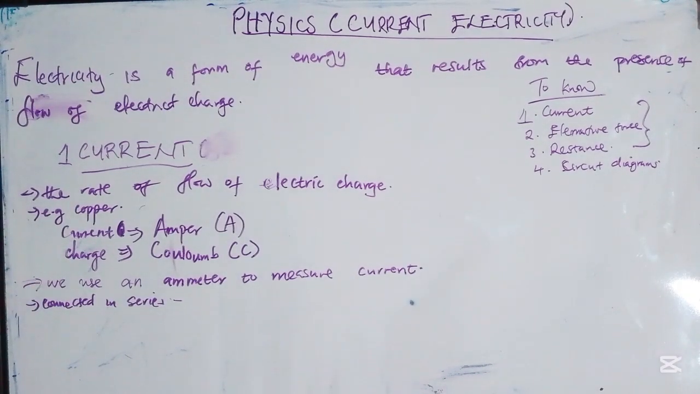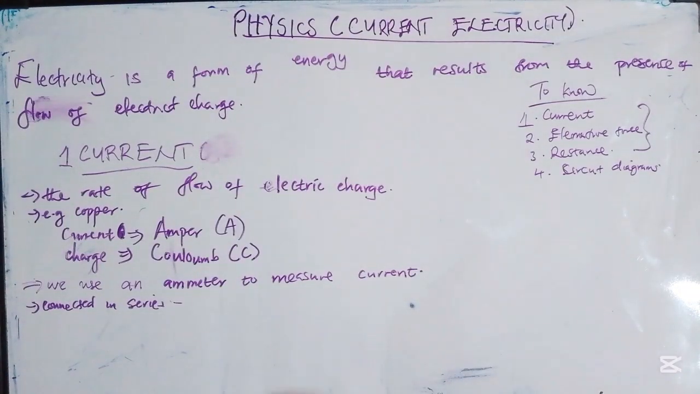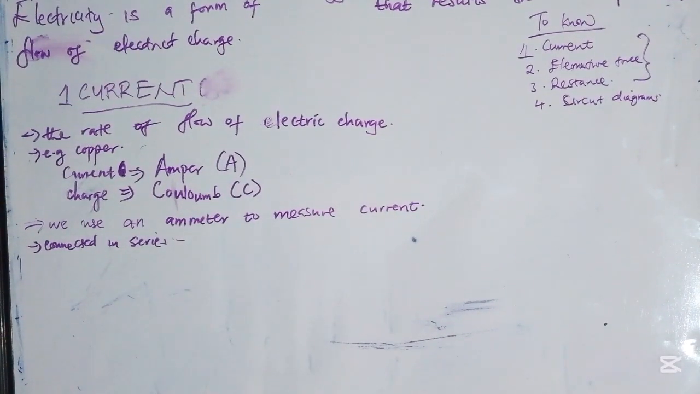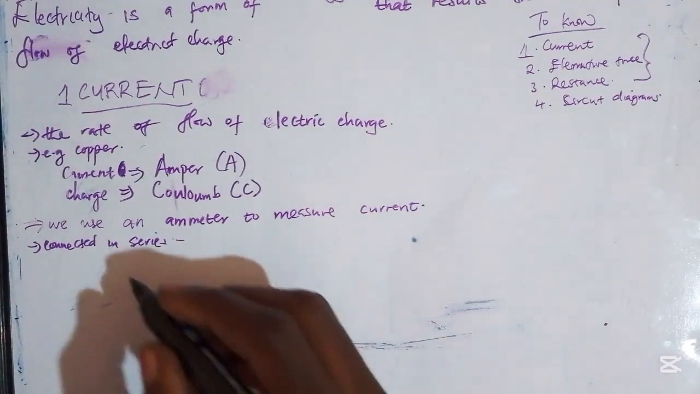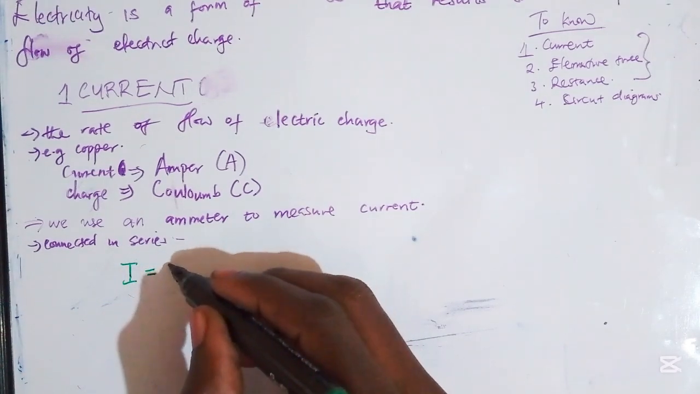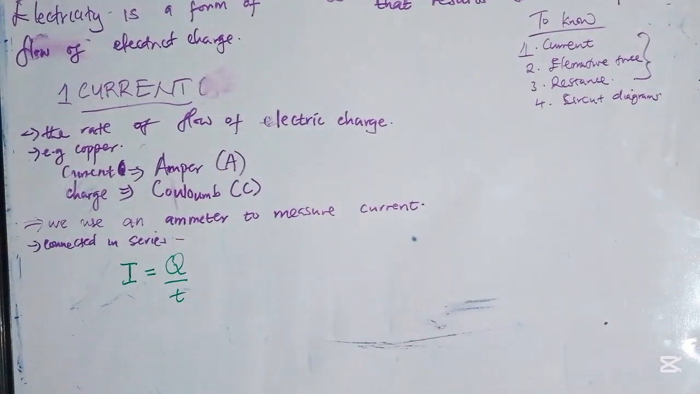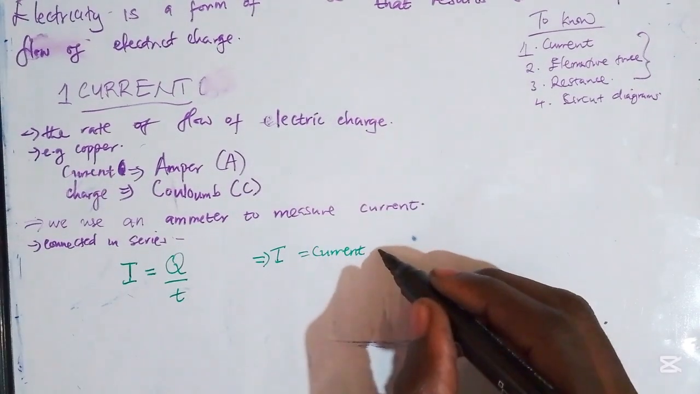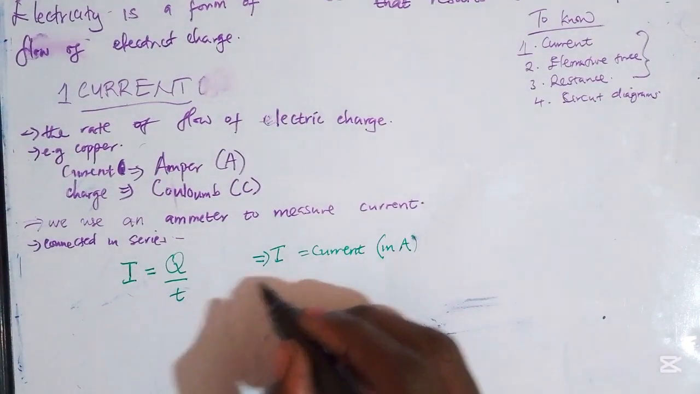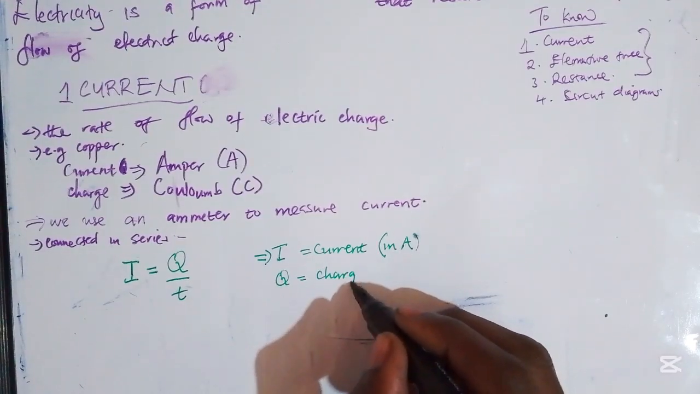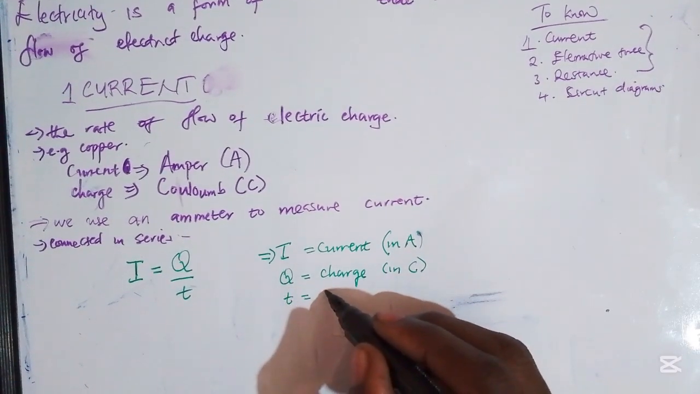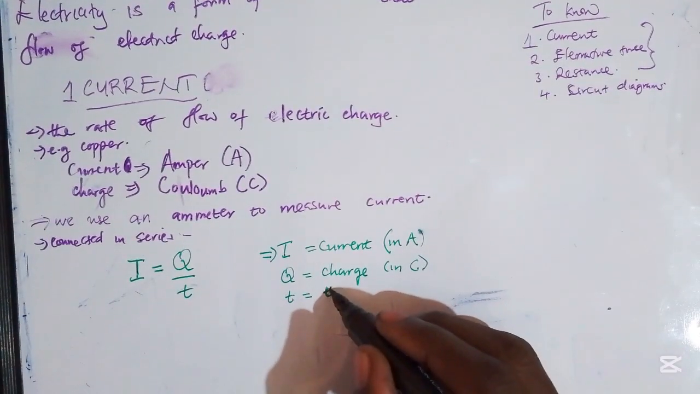Moving on to the second important thing, apart from knowing the SI unit and the definition, you also need to know the formula to calculate current. The formula for current is: current is equal to charge divided by time. So remember, I stands for current, which is measured in amps, so you have A. Then we have Q, which is the charge in coulomb, given by C. Then we also have time, which is given by T, measured in seconds.